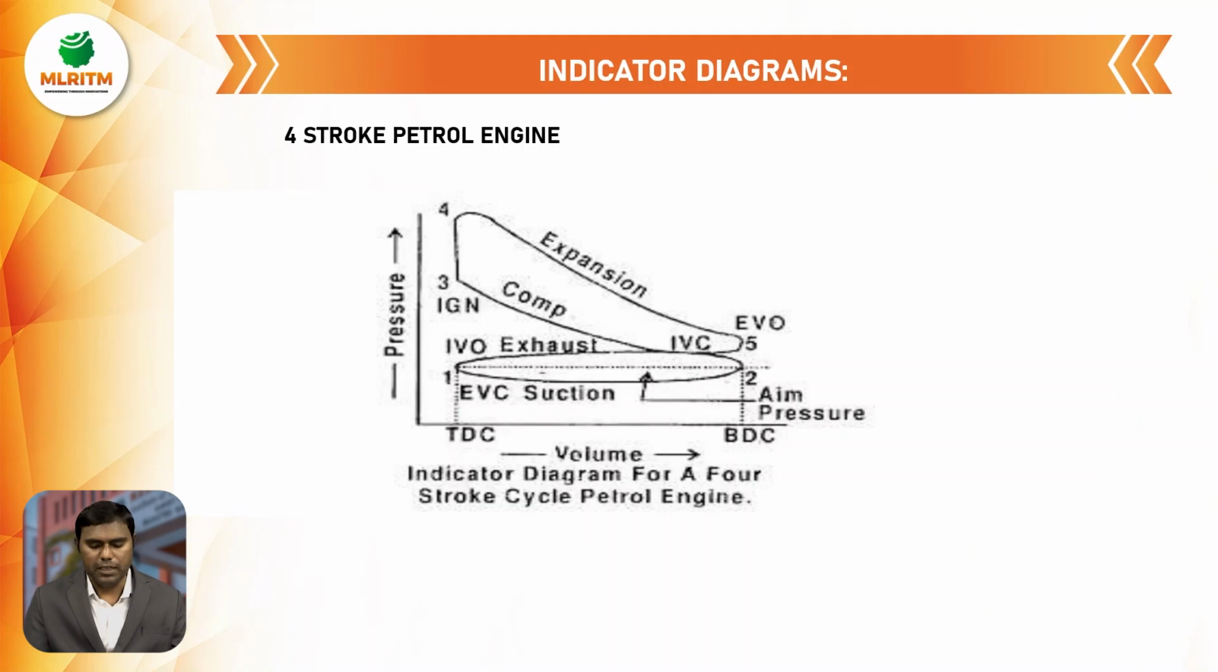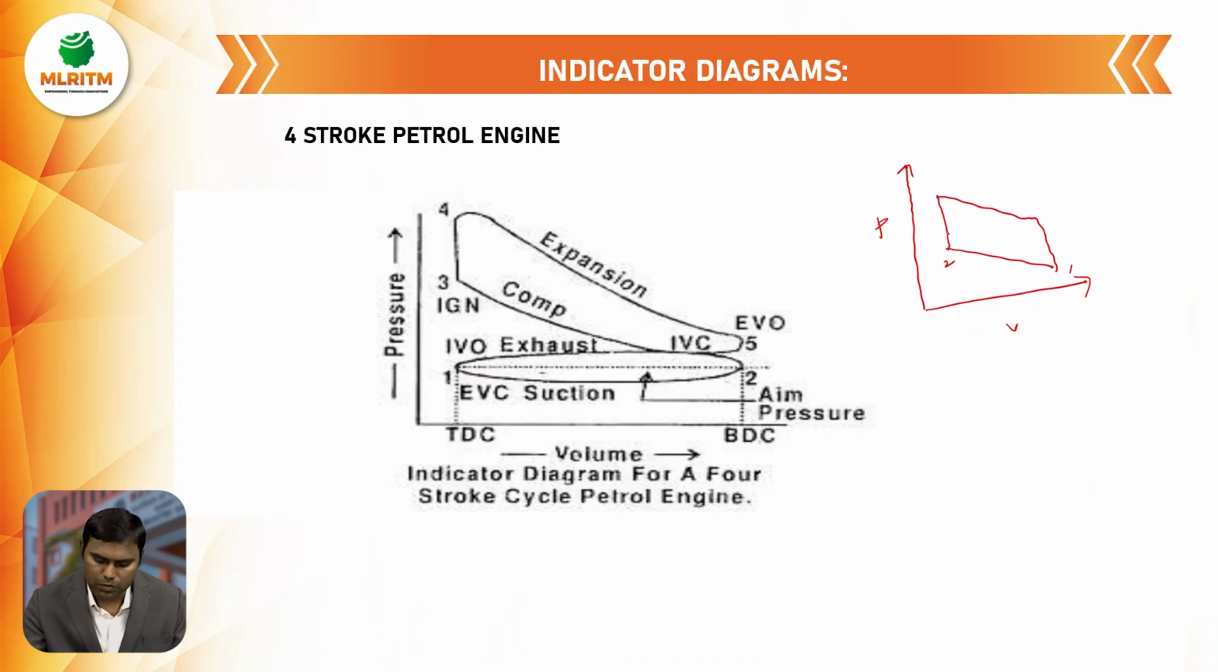Next is the indicator diagram. An indicator is an instrument which is used to draw the actual PV diagram in an engine, and that is called an indicator diagram. Actually, for a petrol engine, this is the PV diagram, pressure and volume diagram. 1 to 2, 2 to 3, 3 to 4, 4 to 1.